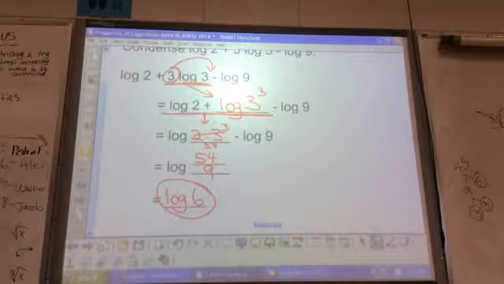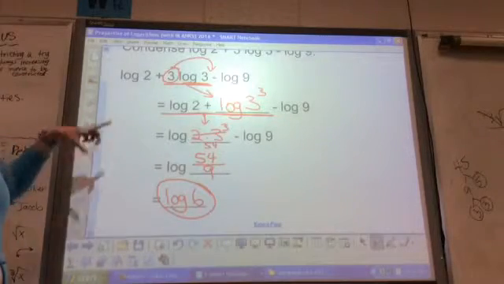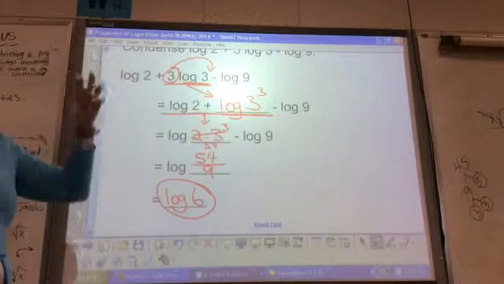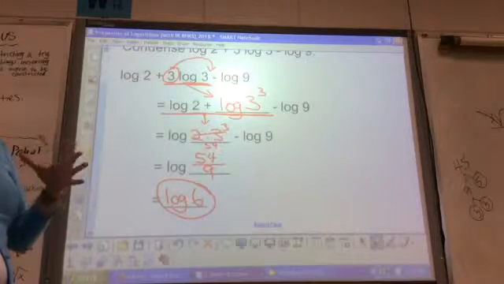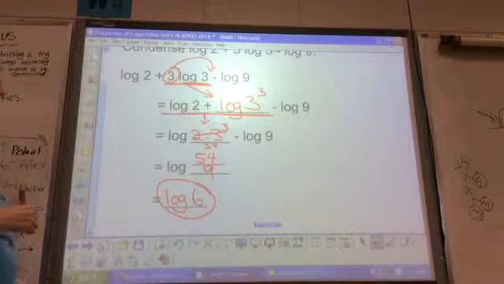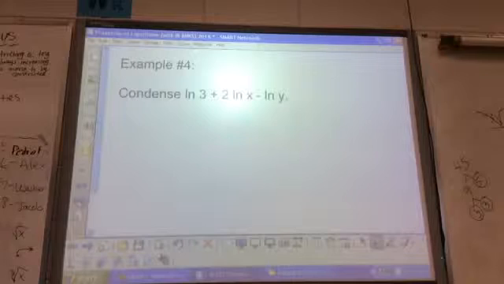I'll tell you, I'm not going to lie to you. Most people don't like condensing. Most people like expanding better, because condensing is kind of backwards. But you just watch what you're doing. Okay. So now let's condense one more.